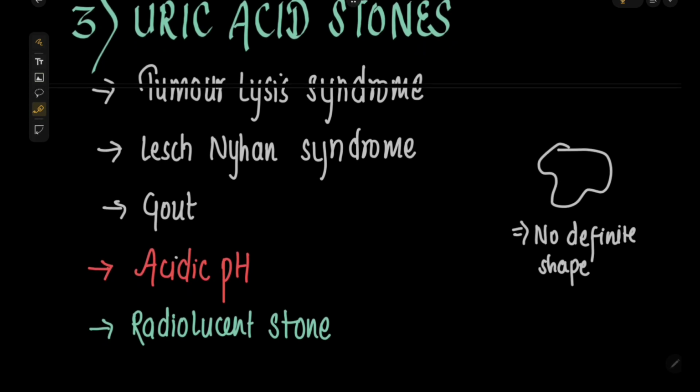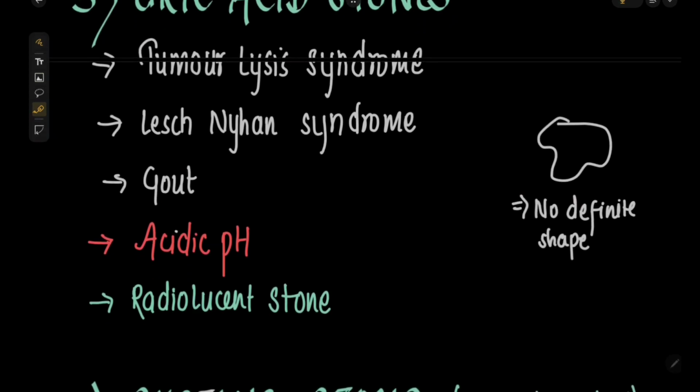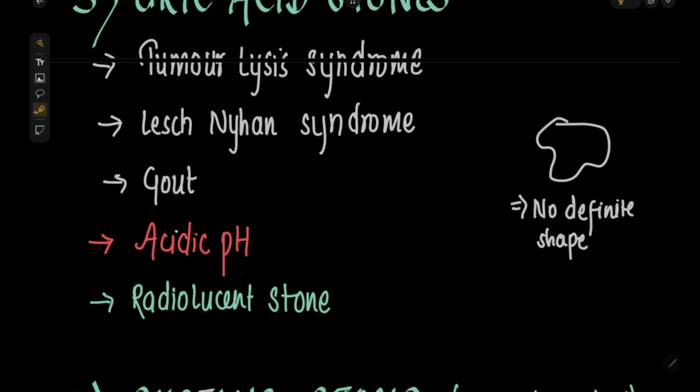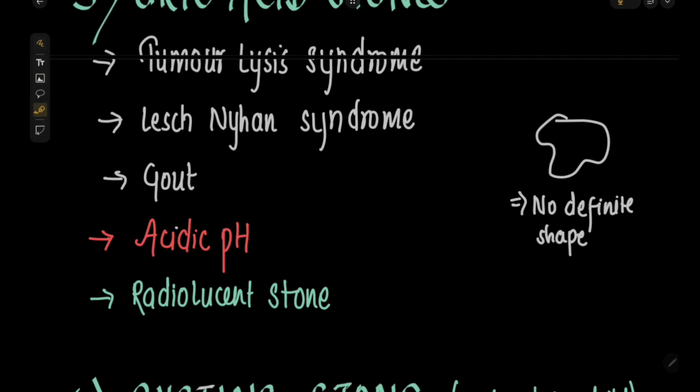The uric acid stone does not have any definite shape. This is not seen in X-ray. This is the radiolucent stone. This is the only stone present in the kidney that is not seen in X-ray. Hence, the uric acid stone is a radiolucent stone, and acidic pH precipitates uric acid stones.